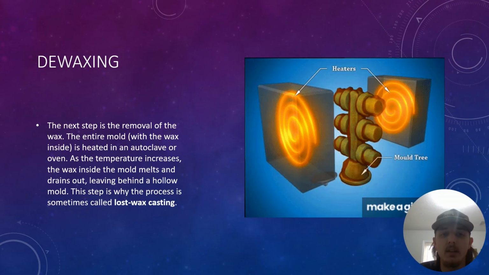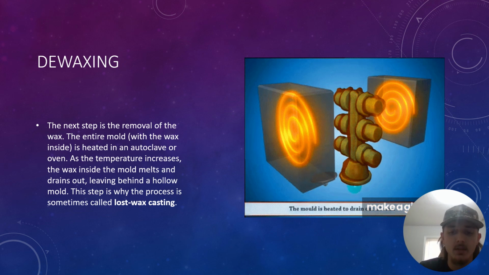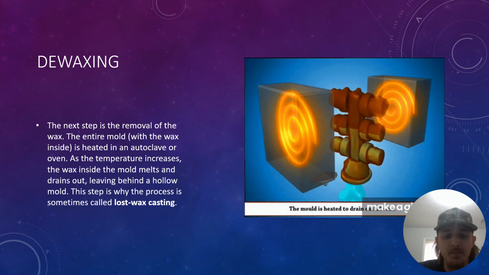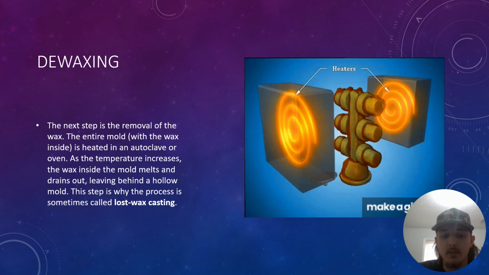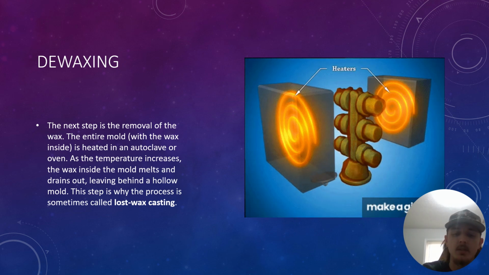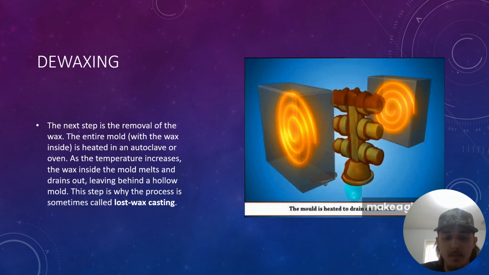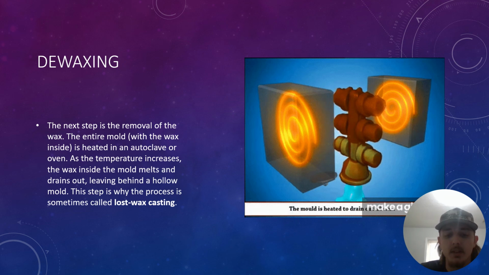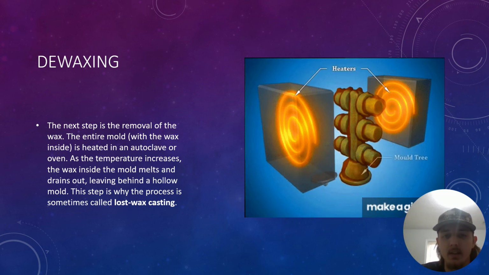Step 4 is dewaxing. Once your mold has cured, which takes between 16 to 48 hours, you'll start your dewaxing process, which is the removal of the wax. The entire mold with the wax inside is heated in an autoclave oven. As the temperatures increase, the wax inside the mold melts and drains out the bottom. As you can see in this video, you'll see the heaters heating it up, and you'll see the wax draining right out of the bottom of that tree. That's also why the process is sometimes called lost wax casting.